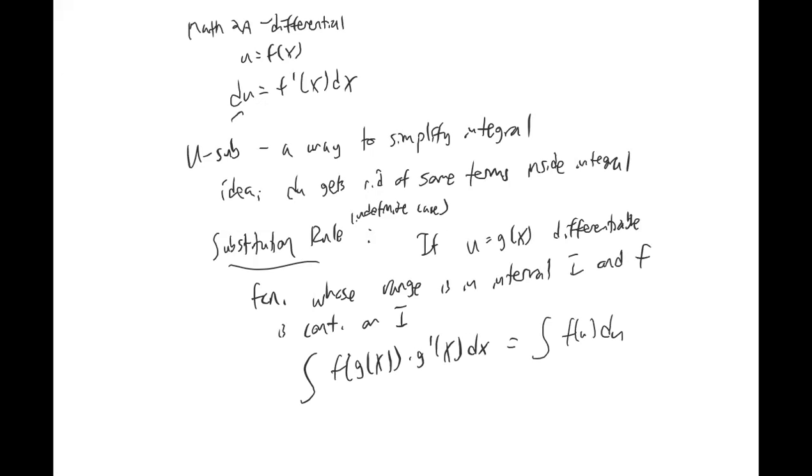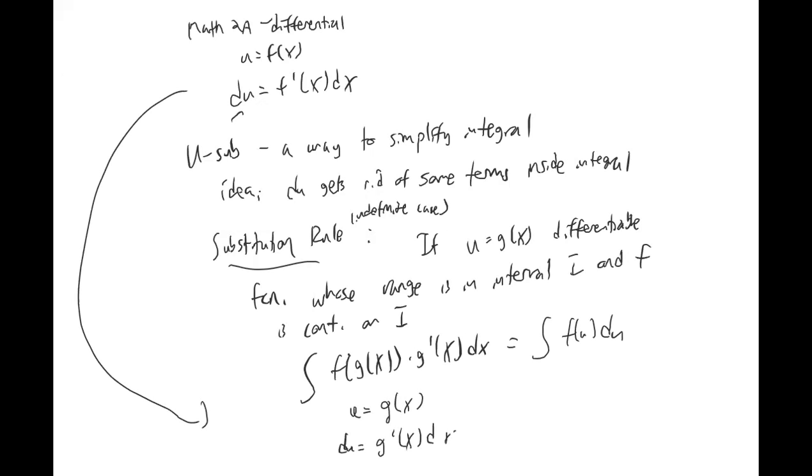This looks complicated, but really all you're doing is letting u be g of x. Then from the differential, du is g prime of x dx. So this is du and this is u, and you get f of u du. It simplifies stuff, provided the derivative gets rid of some terms.